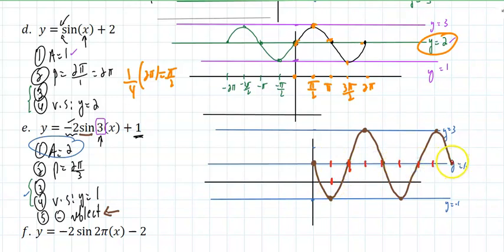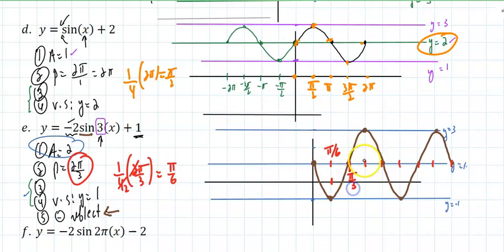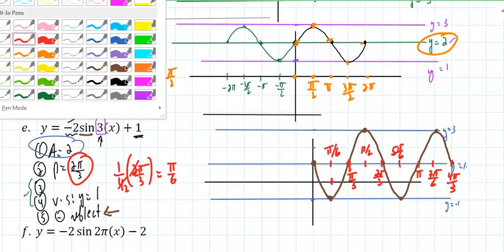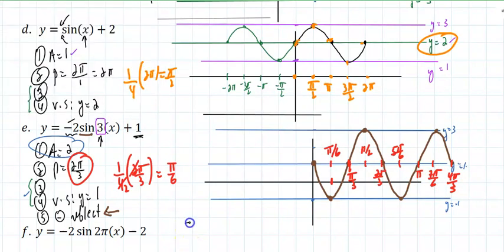These are the points I must label on every graph. So, if I was to take 1/4 of the period, that will be pi over 6. Once I know that this is pi over 6, this is 2 pi over 6, 3 pi over 6, 4 pi over 6, 5 pi over 6, 6 pi over 6, 7 pi over 6, and 8 pi over 6. I got everything labeled, and I'm done with the graph.